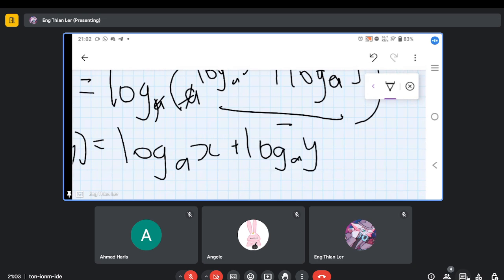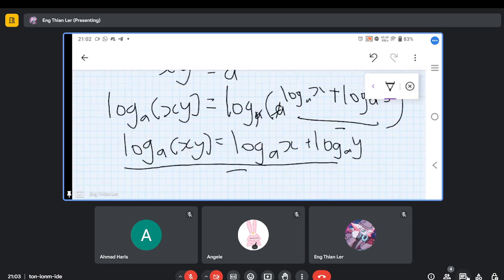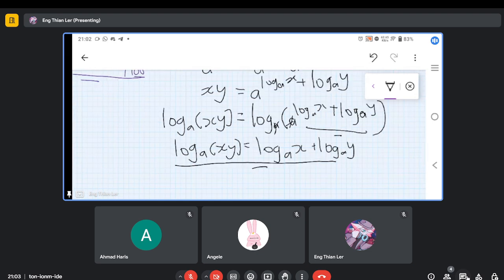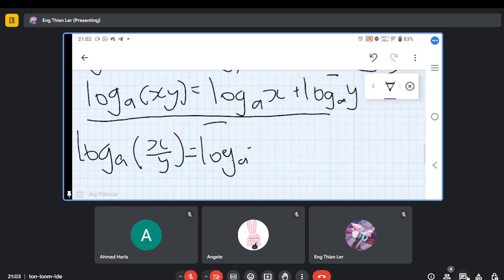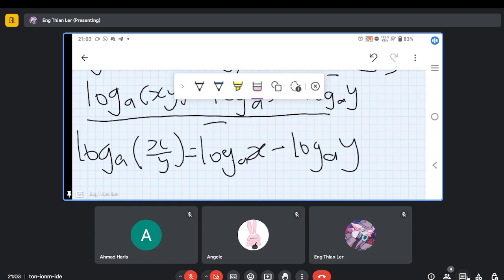Why? By the way, this is the proof. And also this works the same as the division. Log a x over y is equal to log a x minus log a y. Yep. So this is what we get.